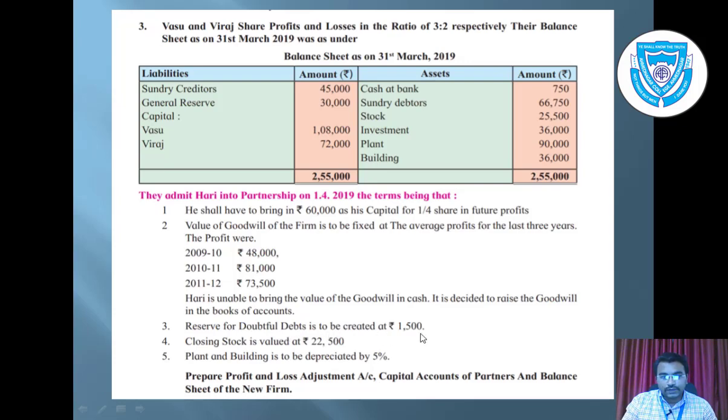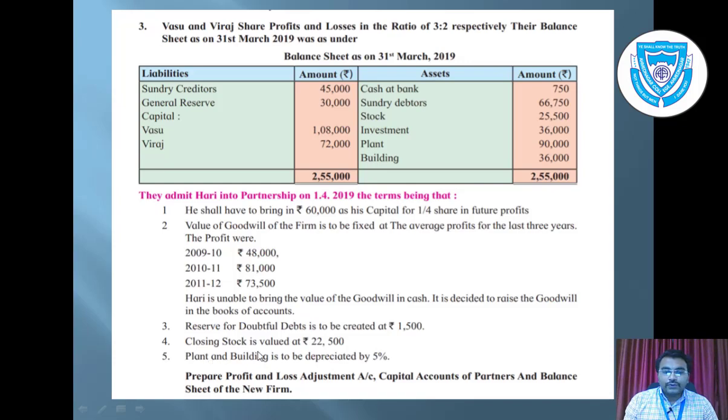See, RDD provision is 1500. RDD is created because RDD is not in existence, 1500. So what is the journal entry for it? Revaluation account debit to RDD account 1500. Next is the closing stock. Closing stock means your stock: 25,500 was the old valuation, the new valuation is 22,500, meaning the value has decreased. When an asset decreases, the asset has to be credited. So for that adjustment you will give credit to stock, and revaluation will automatically come as debit. So how much is the difference between these two figures, 25,500 and 22,500? That is 3,000. So you will give the effect with 3,000 only.